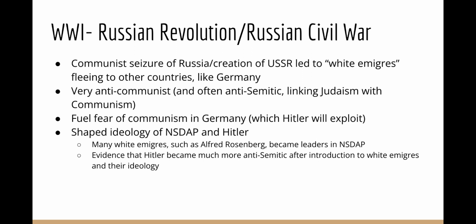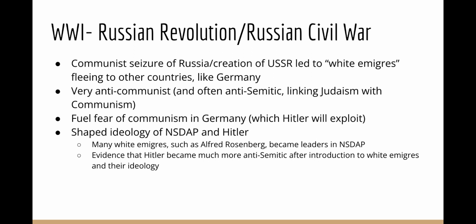Many people will flee from Russia and the other Soviet republics that are lumped into the USSR because they are not wanting to be part of this new communist dictatorship. These people will be called white emigres. The white is coming from the fact that in the Russian Civil War, you had two sides, the reds and the whites. The reds were the Bolsheviks, the communists. The whites were the monarchists and everyone else trying to fight against the communists. When the whites lost, many of them fled Russia and many of them ended up in Germany.